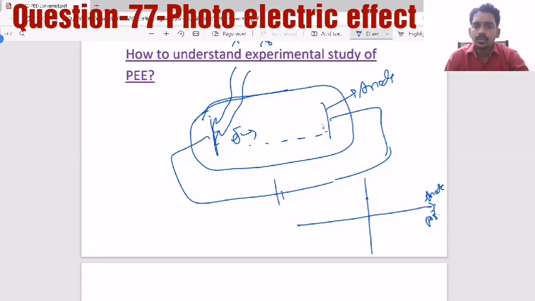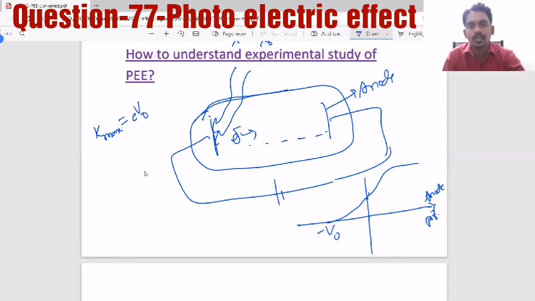So when you start increasing the anode potential, the current also increases and it becomes saturated. And when you start giving negative potential to the anode, then the current decreases, and at one particular point, called the negative stopping potential, the current becomes zero. That only we call stopping potential. Stopping potential means the negative potential you apply to the anode so that the electron with maximum kinetic energy can be stopped. That is, K maximum will become eV naught.